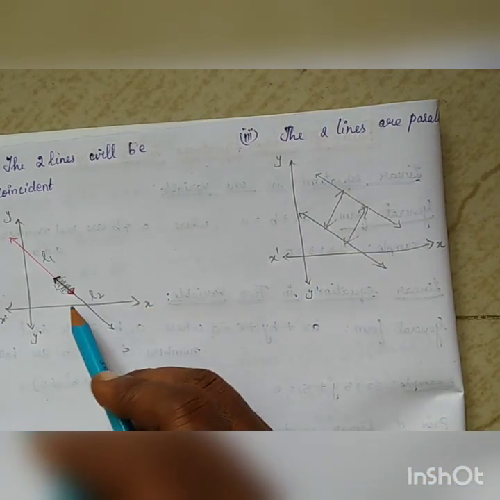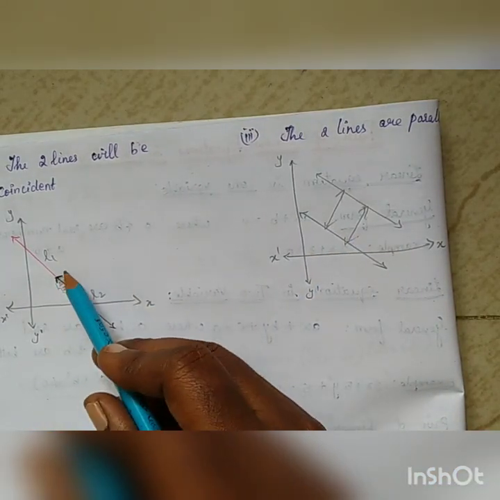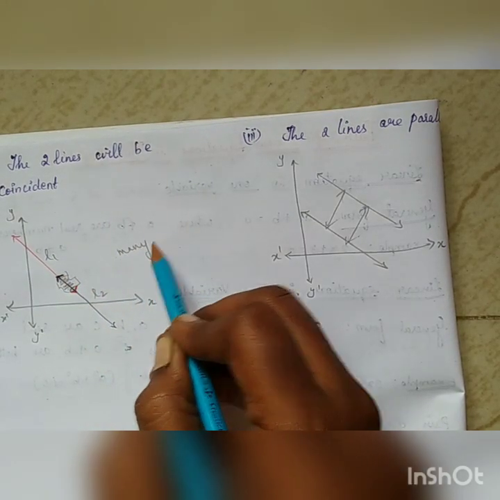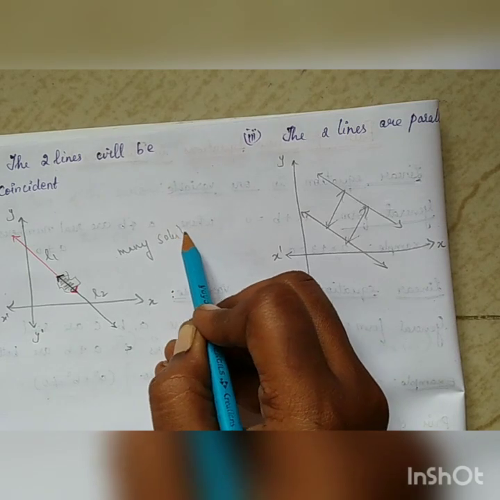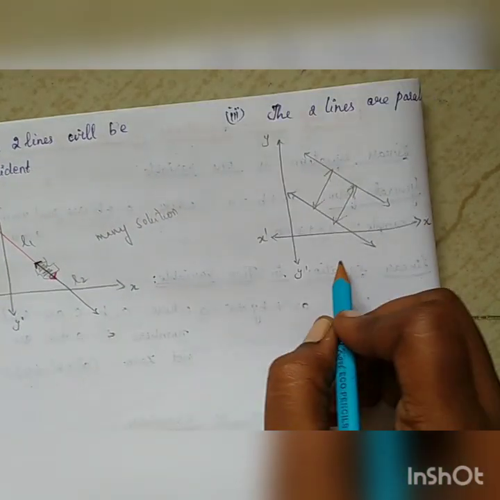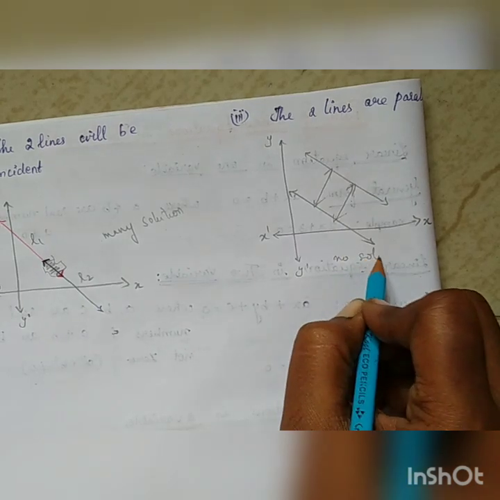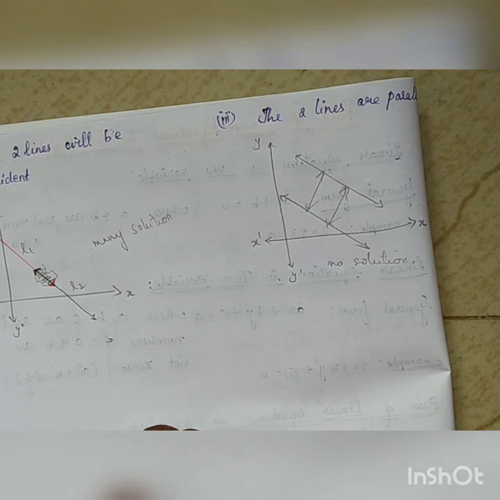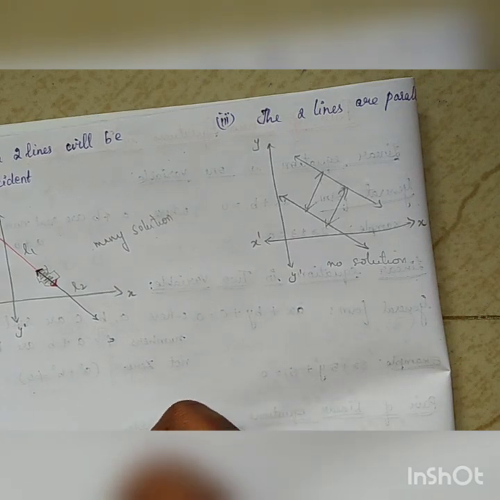Suppose if it is coinciding, so many points are there. Therefore, I have many solutions. If it does not intersect, then I have no solution. In the first case, it is only intersecting at one point. Therefore, it has one solution.